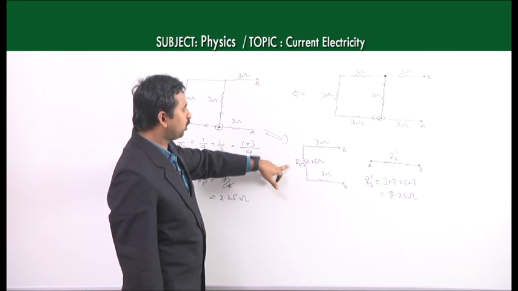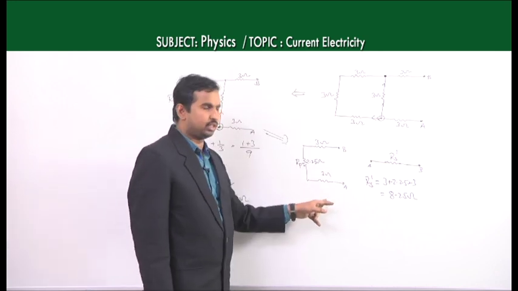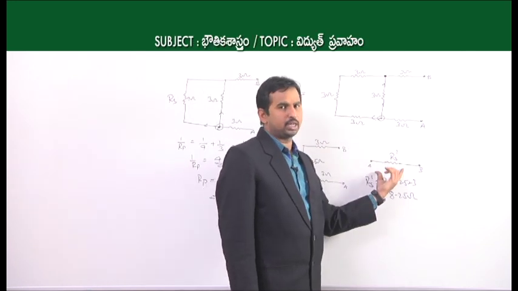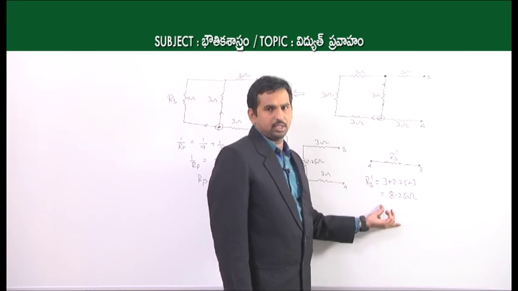Now, this 2.25 ohms, this 3 ohms and these 3 ohms are all in series. That is why we substitute that as A to B, which is Rs dash. The final value we got is 8.25 ohms.